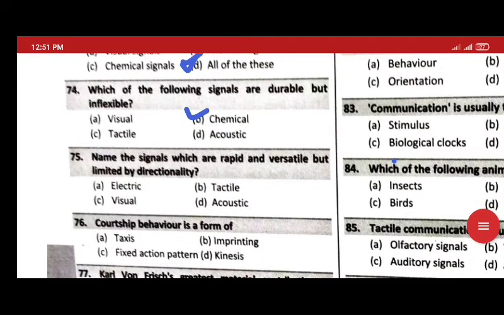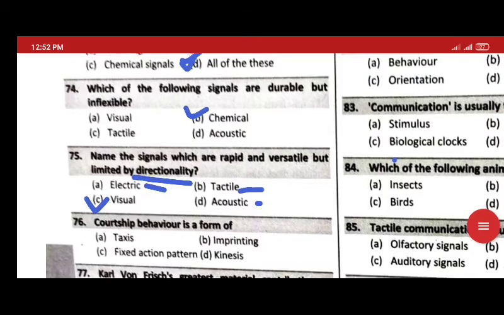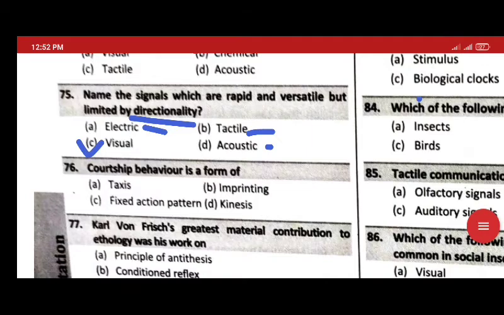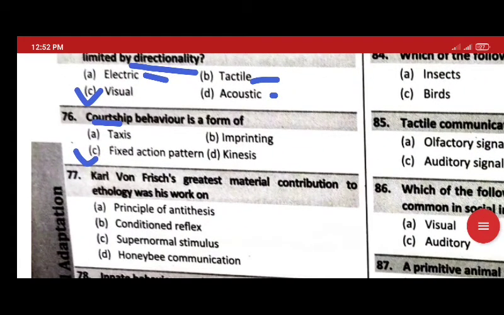Name the signal which is rapid and versatile but limited by directionality. So here directionality is the main point. So here visual is for the directional, because tactile is for touch, acoustic is for guitar, electric is for current. Courtship behavior is a form of. So in courtship behavior, courtship means sexual contact. So sexual contact is for fixed action, like in a spider, fixed action is making what?